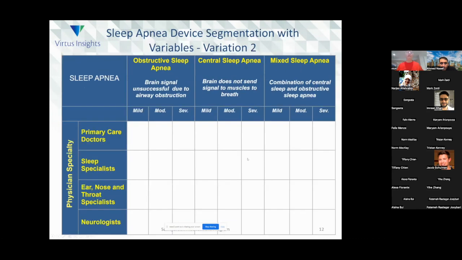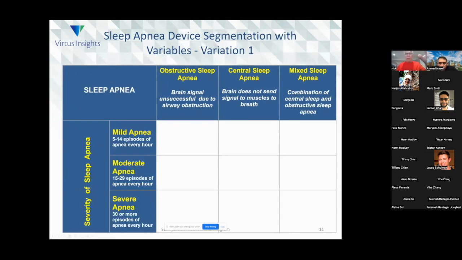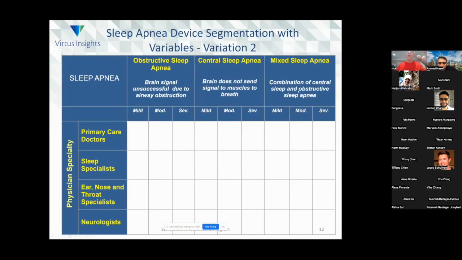Here's another way of doing it. You can also take obstructive, central, and mixed, and you could put mild, moderate, severe in each of those buckets. So think of it like peeling an onion. You could do a high-level segmentation grid, but you can also go into more detail.